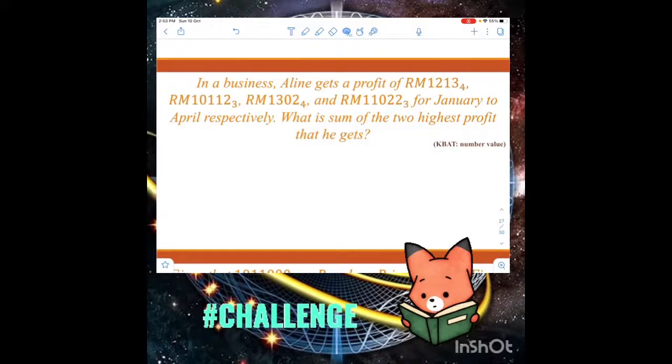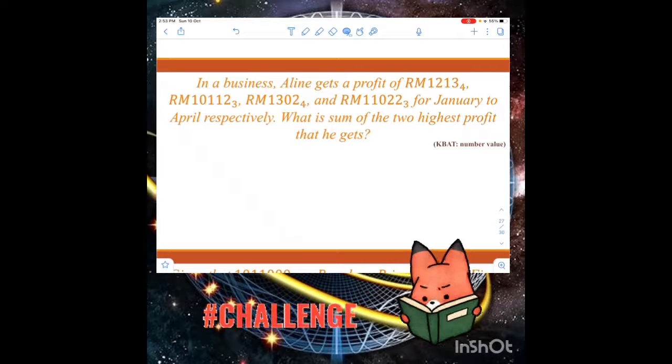In a business, Aline gets a profit of RM 1213 base 4. That one is not 1213, huh? That one is 1213 base 4. And 10112 base 3, 1302 base 4, and 11022 base 3 for January to April respectively. What is the sum of the two highest profits he gets?